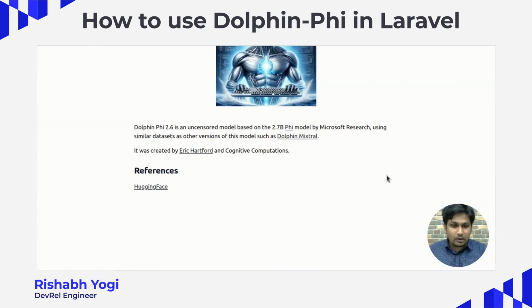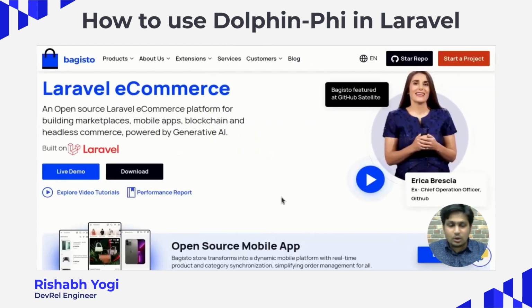Dolphin-Phi is an AI model based on the Phi language by Microsoft Research, and it was introduced by Eric Hartford. So we are going to showcase an example of Dolphin-Phi in Laravel Bagisto. Bagisto is an open source e-commerce platform that is built on Laravel, and we will handle the functionalities of Dolphin-Phi in it.